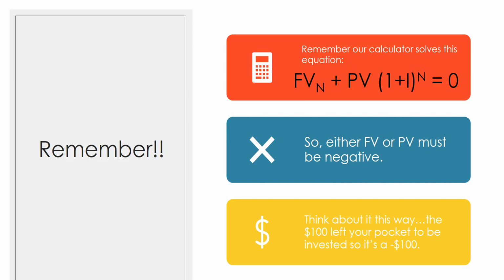So remember that your calculator is solving a different equation than what we did. We had said that the future value is equal to the present value times 1 plus the rate raised to the number of years. Your calculator says that future value plus present value is equal to 0. So in this equation, for it to be able to solve for 0, either future value or present value must be negative. So we need to think of it as cash inflows and outflows. Think of it as money coming into or leaving your pocket. If it's leaving your pocket, it's a negative. If it's coming into your pocket, it's a positive.